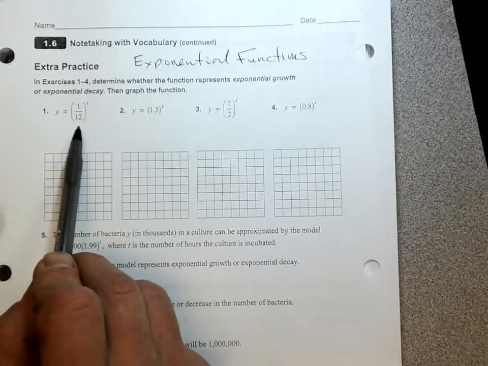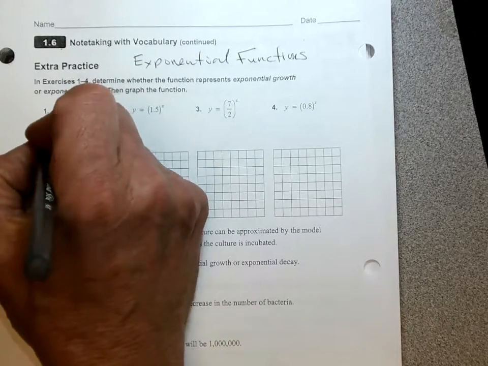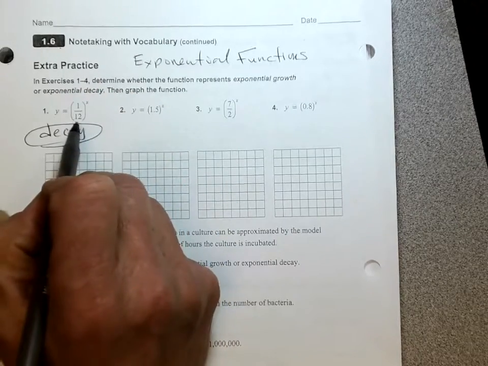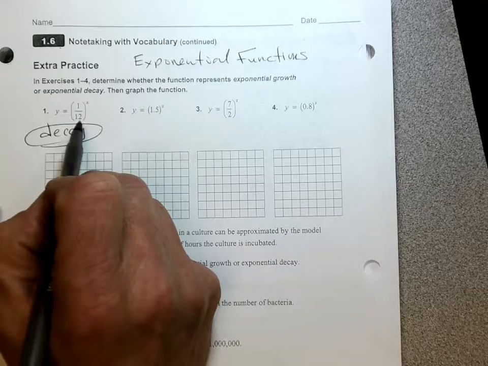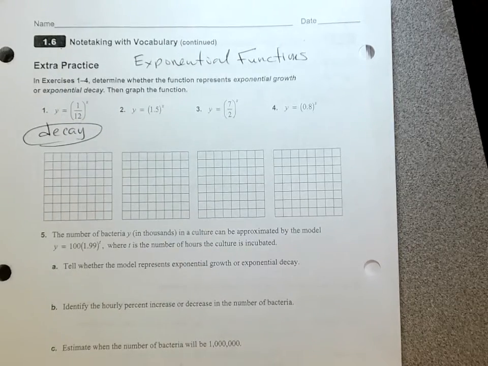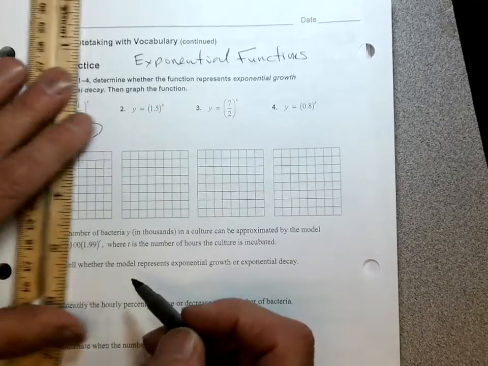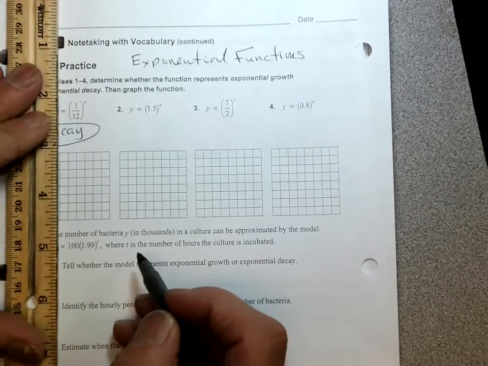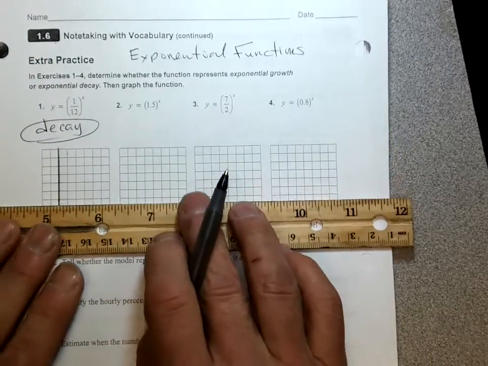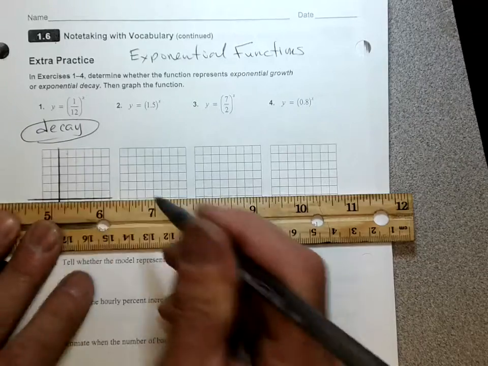Now, number 1, growth or decay. This one has got to be decay, because the base is less than 1. This number 1/12 is less than 1, so it has to be decay. We don't have to have a perfect sketch of it, just the right shape. So I'm going to put my graph down and get a little bit of an idea of what it looks like.